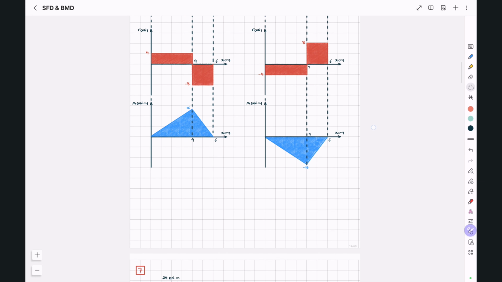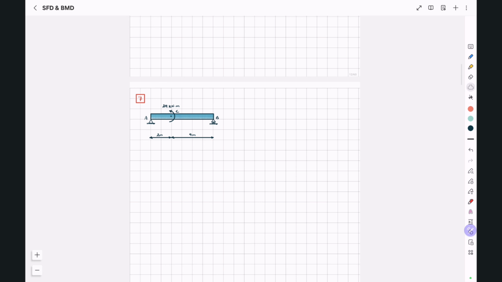Alright, now that we learned how to draw the shear force and bending moment diagram for a simply supported beam with a concentrated load applied to it, it's time to learn how to draw the shear force and bending moment diagram for a simply supported beam like this, which is subjected to a concentrated moment.